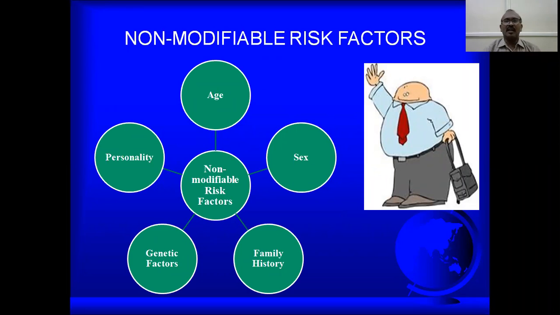As I said earlier, the non-modifiable risk factors are age, sex, family history, genetic factors, and personality. Non-modifiable risk factors are immutable risk factors, factors which cannot be changed, which are there with us as we are born with them. Age cannot be changed, likewise sex cannot be changed, family history cannot be changed, genetic factors are imbibed as we are born, and the personality of a person cannot be changed. All these are immutable risk factors, which cannot be changed or subjected to intervention.